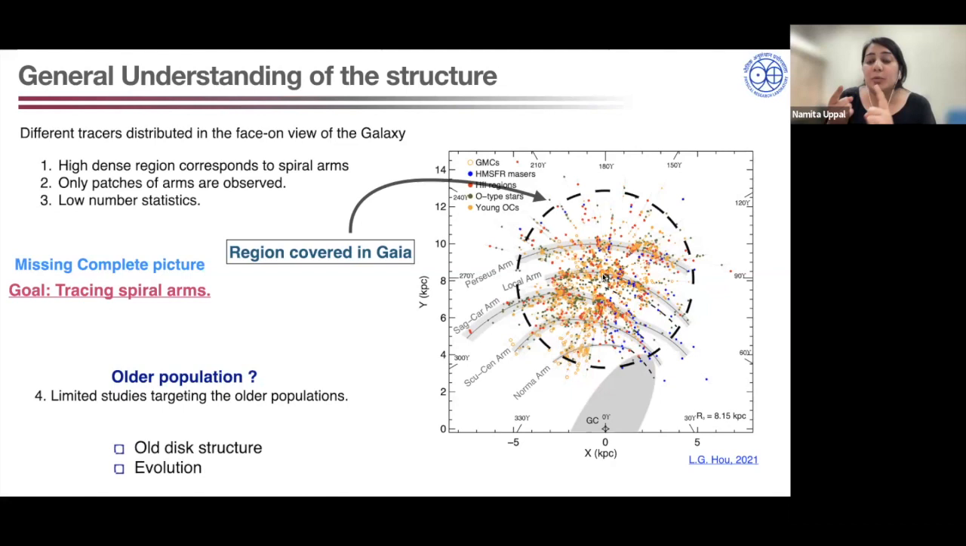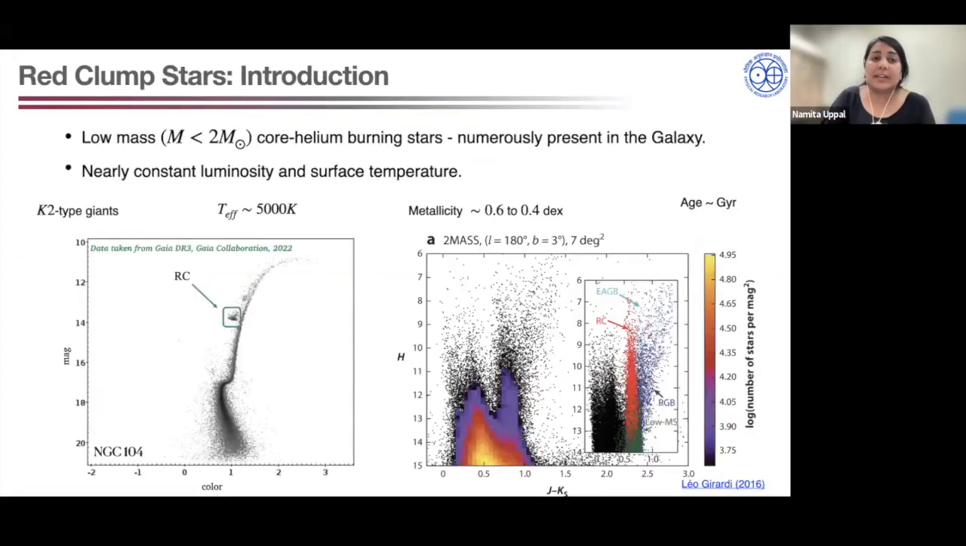So the requirement for choosing the population is, first, that it should be different from this population, which so far is up to the million-year population. So we want to go ahead with some older age population. Second, they should be numerously present in the galaxy. And third, and most important, they should give us accurate distance measurements, so that we can make a complete map of the galaxy. Keeping all these three criteria in mind, we chose to select the red clump stars.